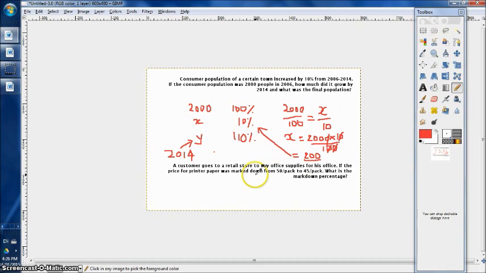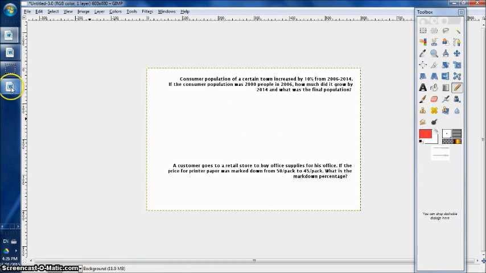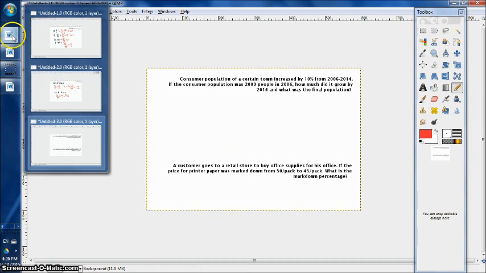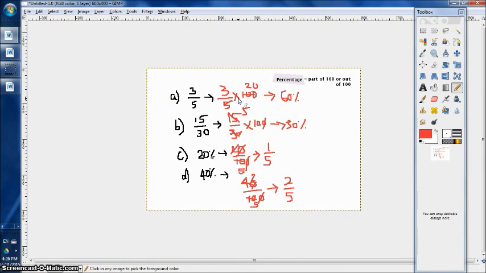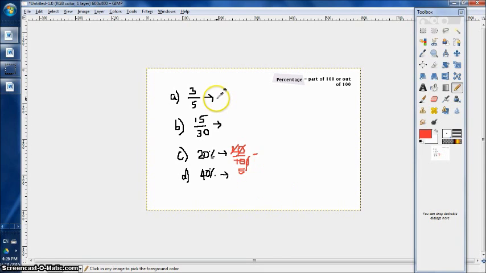Okay, so in this tutorial we're going to be talking about percentages. A percentage is anything out of 100 or part of 100. So if I have the fraction 3 over 5, the percentage value for 3 over 5 is basically 3 over 5 times 100. So I know that my percent value is 60.